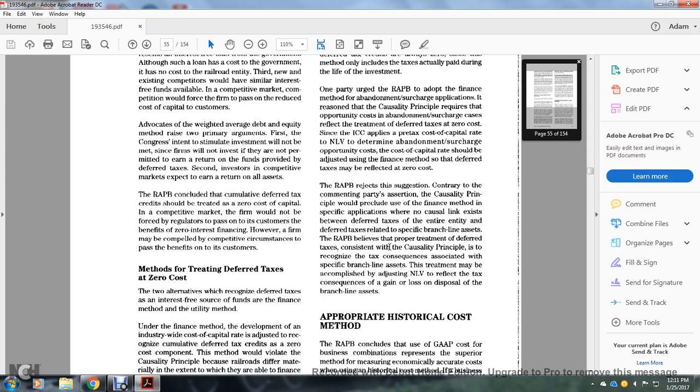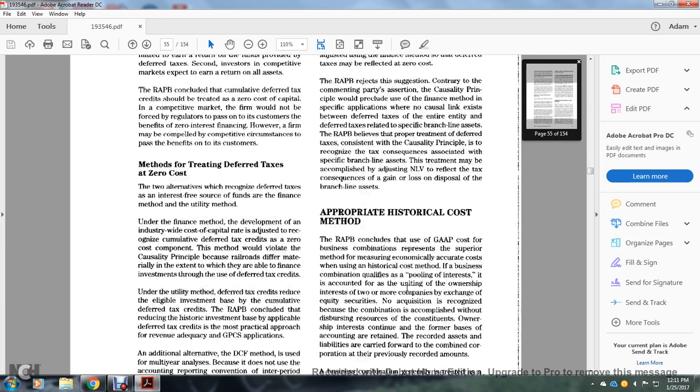All right, the Railroad Accounting Principles Board rejects the aggregation, contrary to the complaining parties' assertion. The causality principle would not include the financing method for specific applications. No causal links exist between the deferred tax entry or the deferred taxes related to the specific branch line. The Board believes the proper treatment is consistent with the causality principle, which recognizes the tax consequences associated with the specific branch line asset. Such treatment may be accomplished by adjusting the net liquidation value for the tax consequence of the gain or loss on the disposal of the branch line assets.